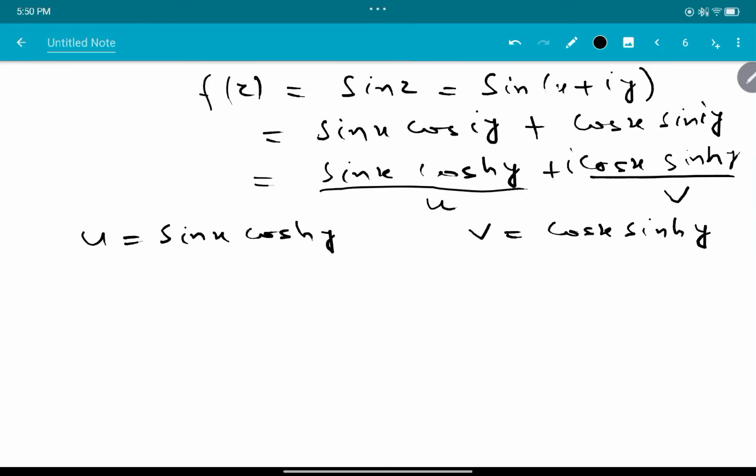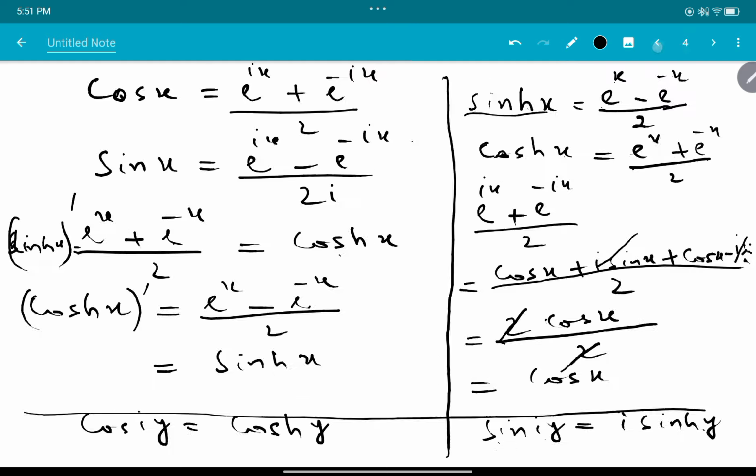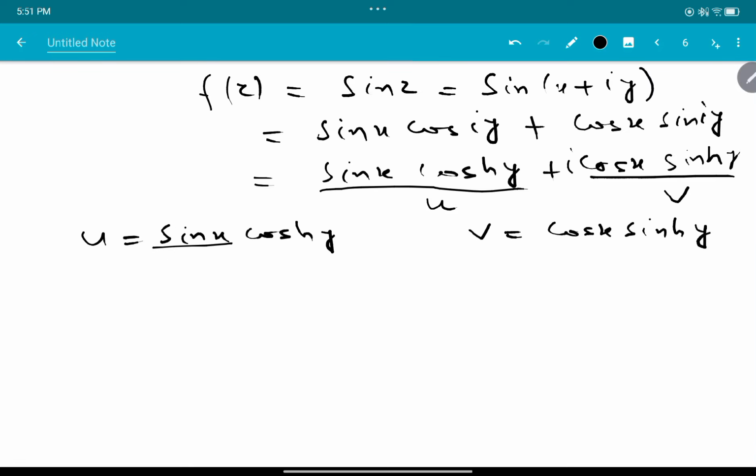Now, first of all, u is continuous because sine is a continuous function, and cosh y is continuous because it is made up of the exponential function. The sum is continuous, divided by a constant, that is continuous. The same is the case with v. This is a continuous function, and this too is a continuous function.